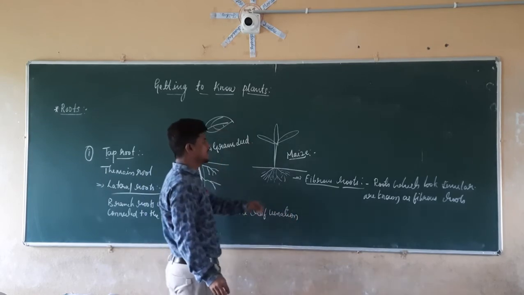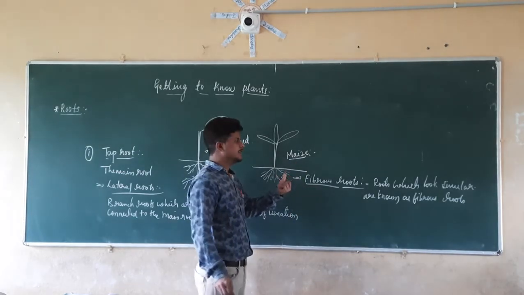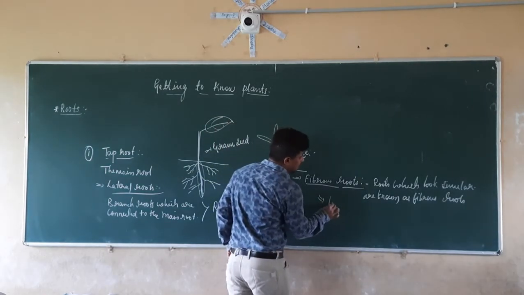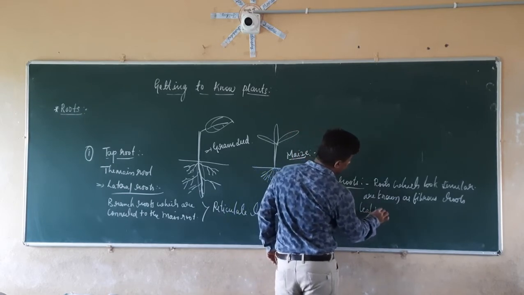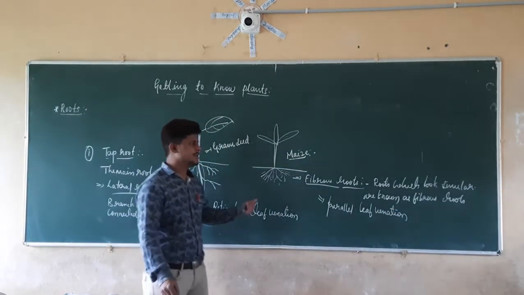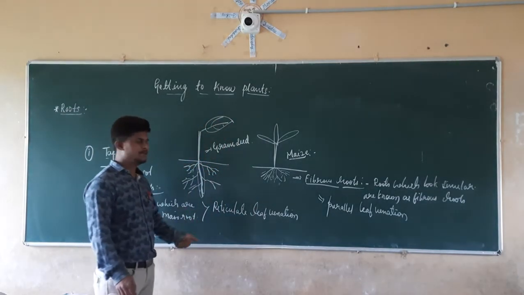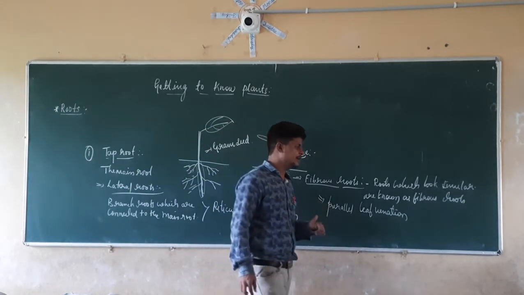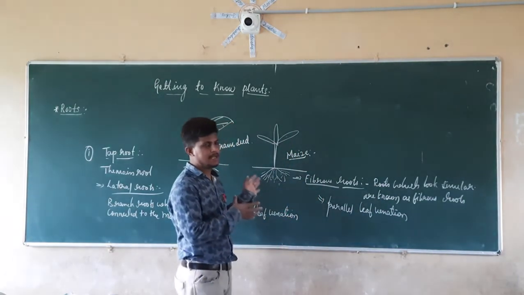In the same manner, if you check the leaves of the maize, which has the fibrous root, when you check the venation here, it is going to show the parallel leaf venation. So by this we can say that leaf venation and the type of the root are interlinked. If a plant has a taproot, it is going to have reticulate leaf venation. If it has a fibrous root, then it is going to have parallel leaf venation.